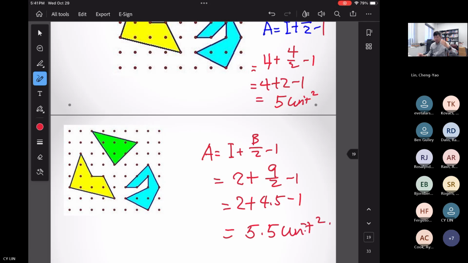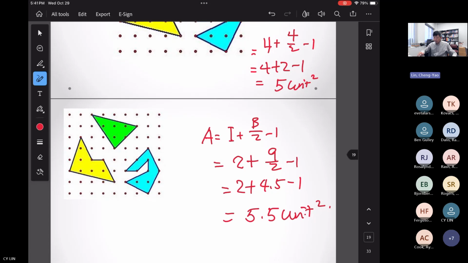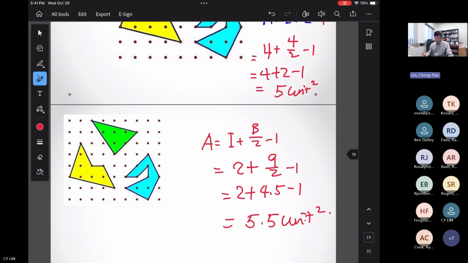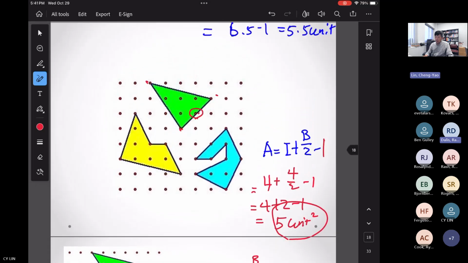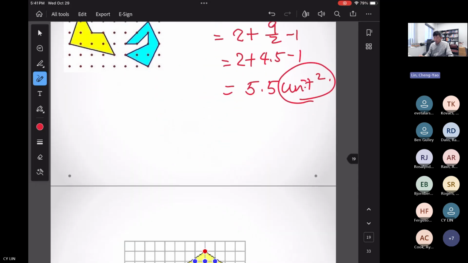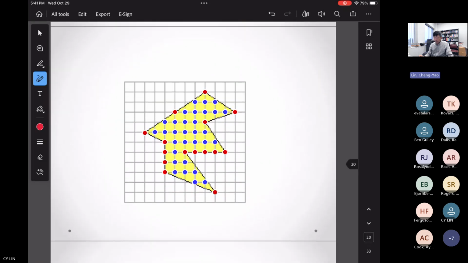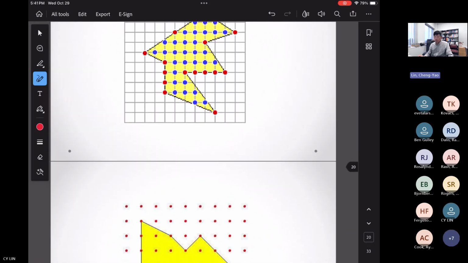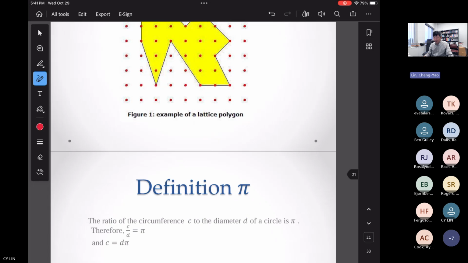Easy, right? And don't forget, every time you write out the answer, don't forget about the units, okay? Because we are looking for the area. So probably this one we will leave as your homework, all right?